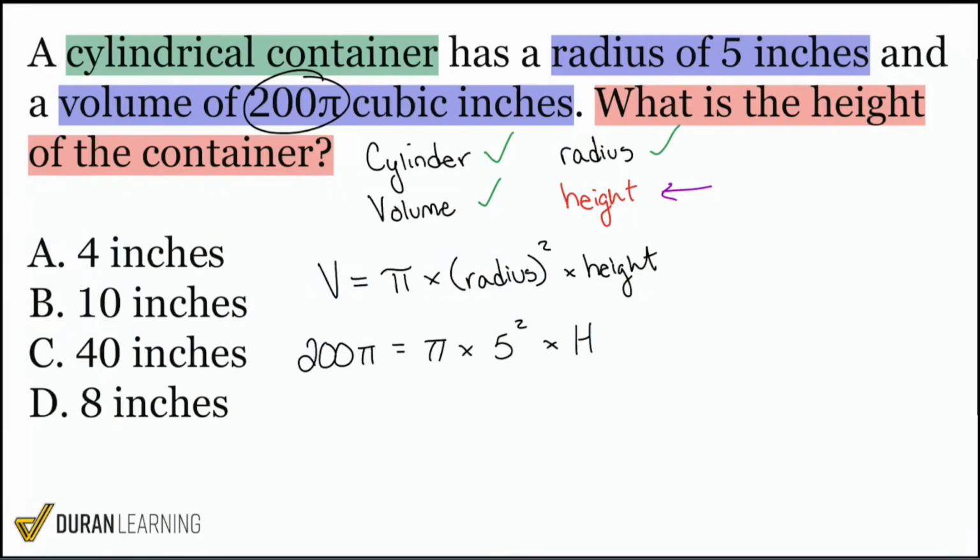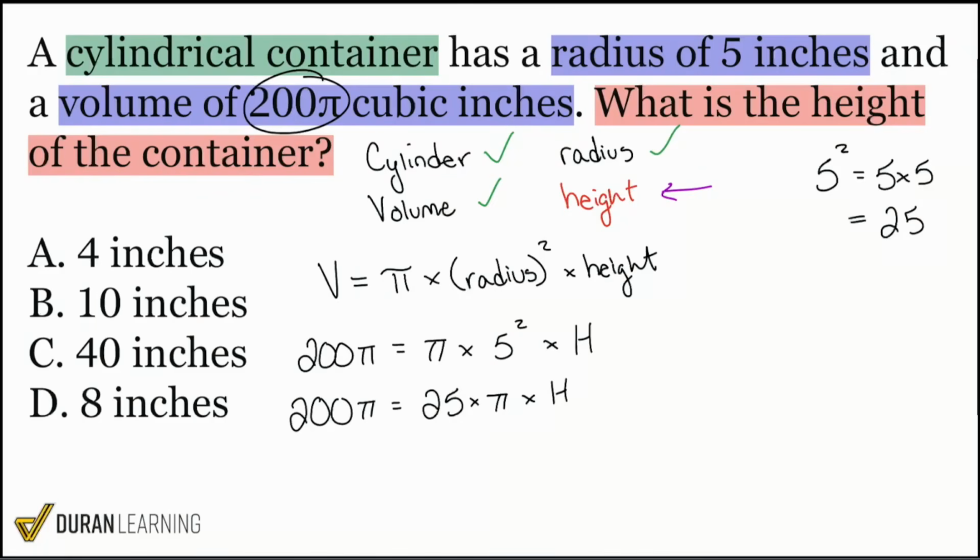5 squared, that's going to be 25. Write it down over here. 5 squared is 5 times 5, and that's going to be 25. So once we have that set in, we have 200 pi equals 25 times pi times h. Now that we're here, this is where things really are going to reveal themselves.